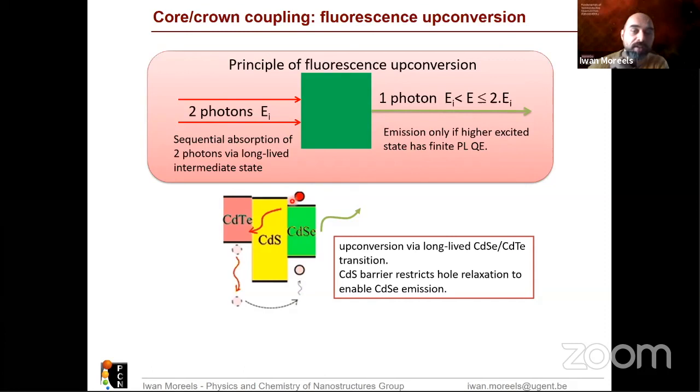So after double excitation of 2 infrared photons, there's a finite chance the hole ends up here. The electron was already in the cadmium selenide, and as a consequence, because the hole can no longer relax back to the cadmium telluride due to the barrier, you have here the possible emission of a green photon. And this is what we call fluorescence upconversion.